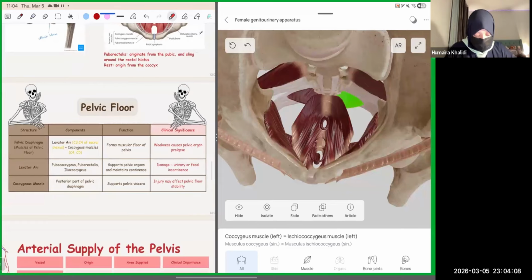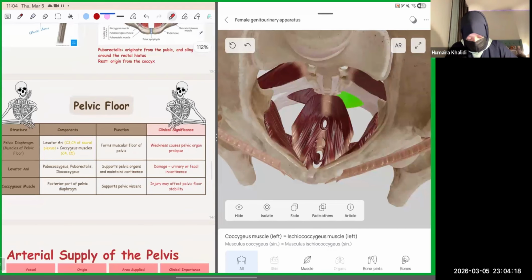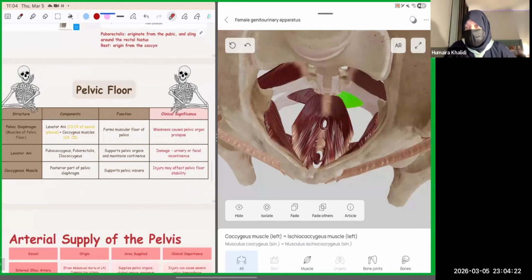Then you have the levator ani. Damage would cause urinary or fecal incontinence. It supports the pelvic organs. The coccygeus muscle supports the pelvic viscera. Again, injury to any one of these would cause pelvic floor instability. But mainly for urinary incontinence or fecal incontinence, it's going to be the levator ani.